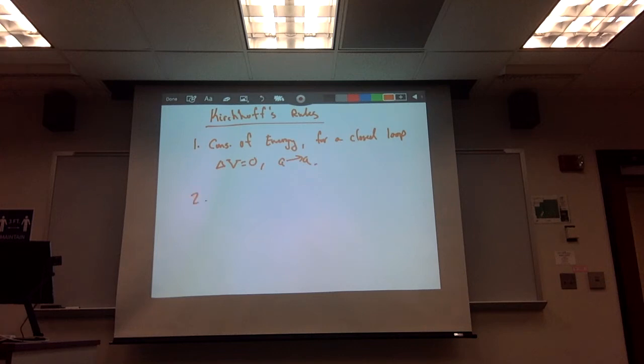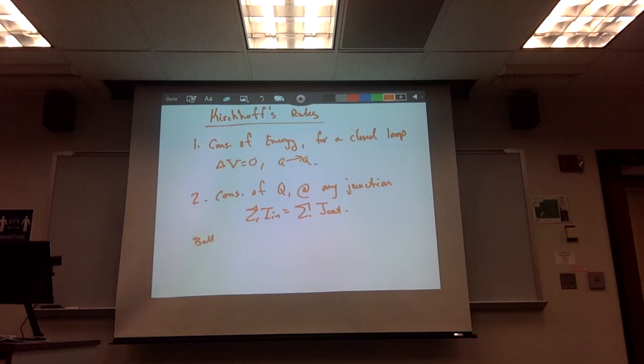Number 2 is conservation of charge, which says that at any junction, the rate at which charge is going through must be constant, which basically means that the sum of the currents going into the junction must be equal to the sum of the currents going out of the junction. Along with these were some sign conventions. So let's talk about our sign conventions.